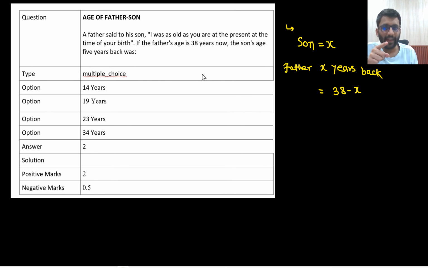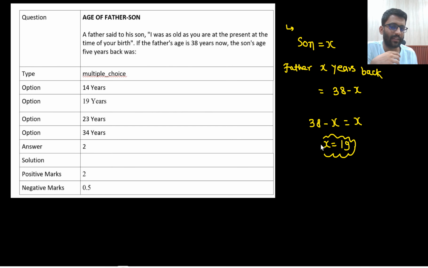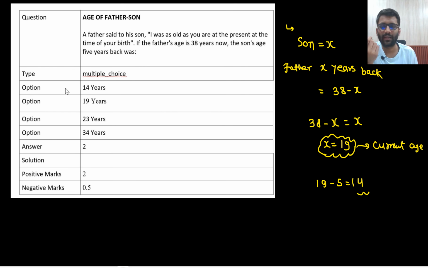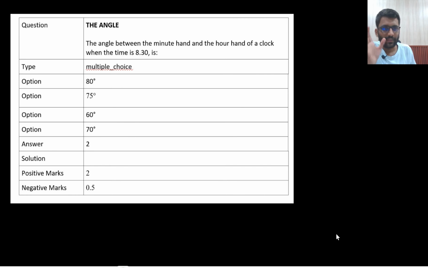Now what is he saying? X years back, my age was equal to your current age. X years back, the father was 38 minus X, and his age was equal to your current age. So 38 minus X is equal to X, so X is equal to 19. This is the current age of the son. What they are asking is the son's age 5 years back. So 19 minus 5 would be 14. So 5 years back he was 14 years old. That's it. This is also a good question.